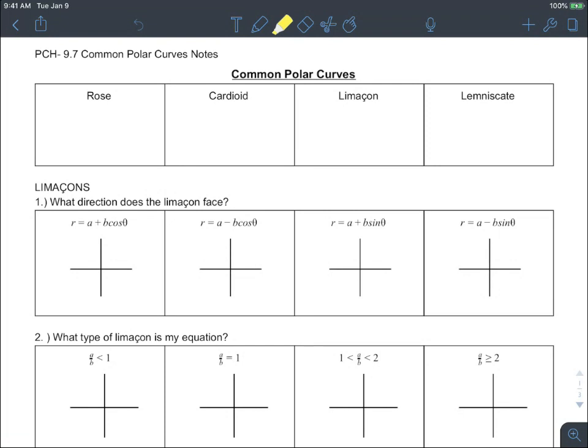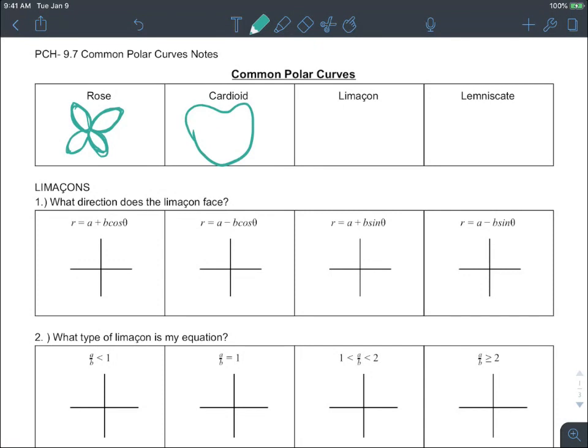So a rose is one. A rose looks like this. Okay, so it looks like a little flower. We have a cardioid that looks kind of like this, a heart-ish.